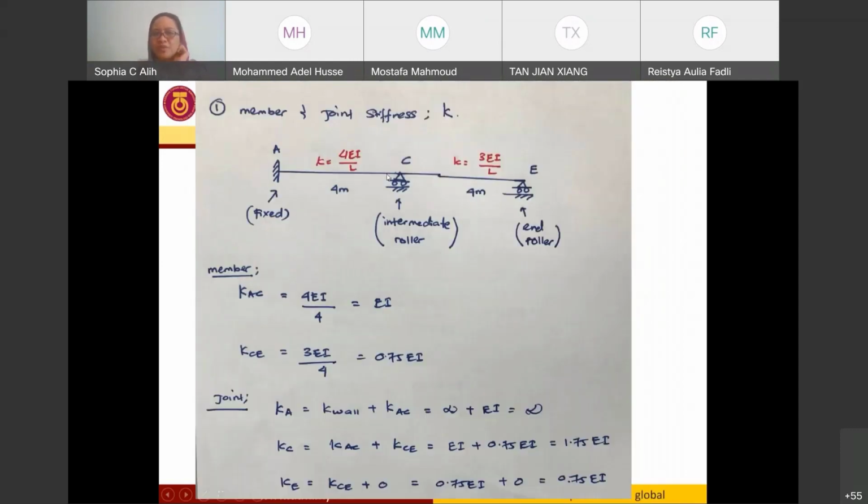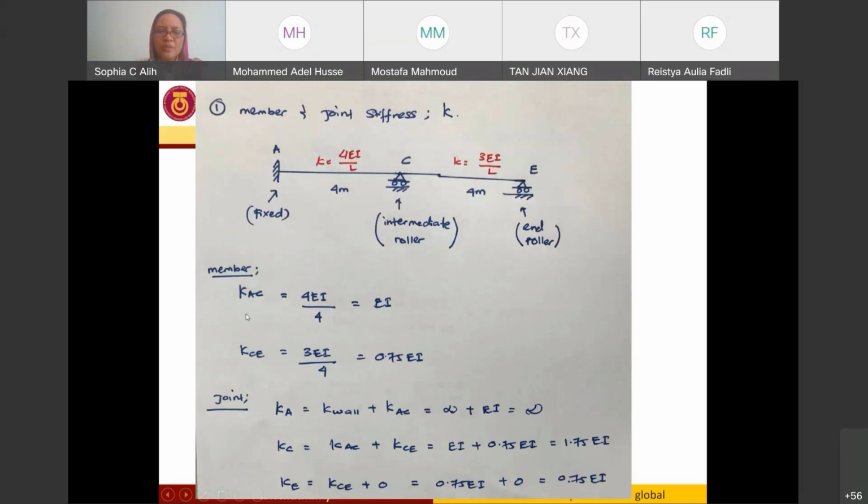The first one, you need to calculate your member and joint stiffness. Since this side is fixed, this is your intermediate roller, and this is your end roller, the member stiffness for the end member is going to be 3EI over L, and the one close to the fixed end and intermediate roller is going to be 4EI over L. So the first step, you need to calculate the member stiffness for each member. So you have KAC, and also you have member CE. This is why you have KCE.